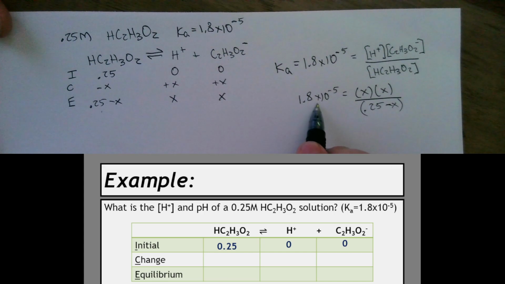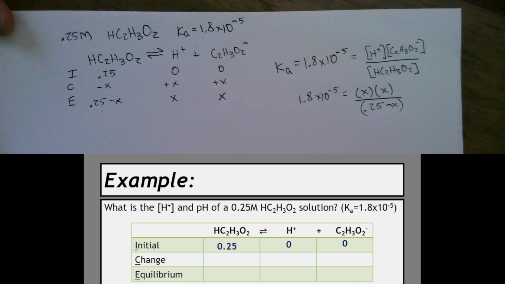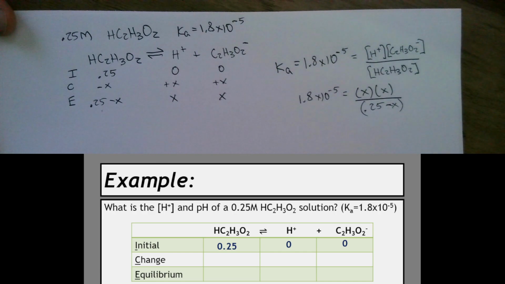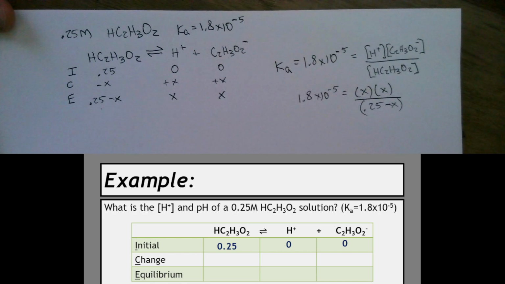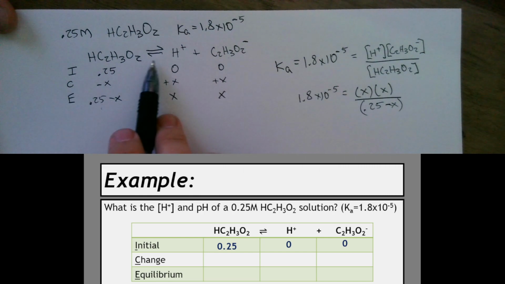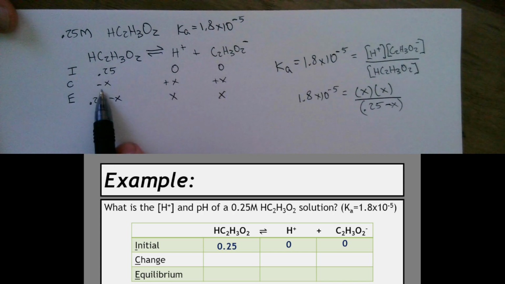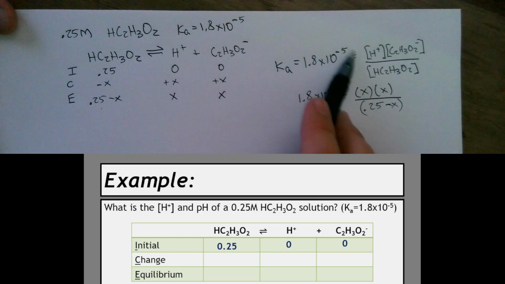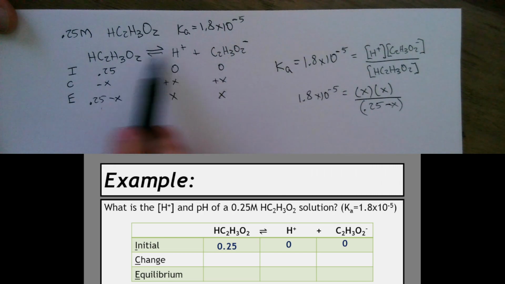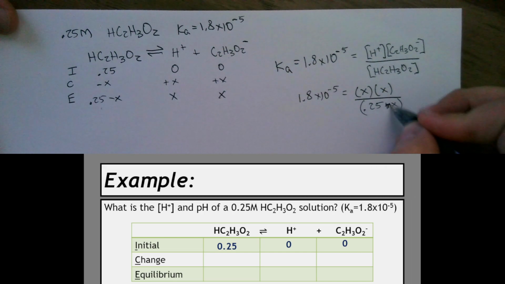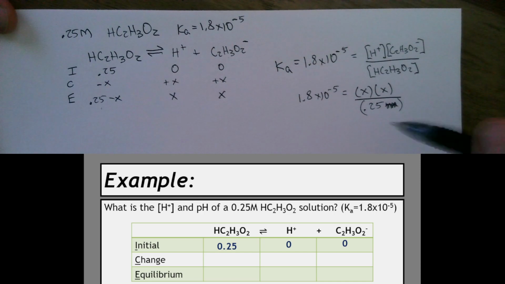If you notice, Ka is a really small number. And a little hint, with all weak acids and weak bases, Ka will almost always be a really small number. Well, not always, almost always. The majority of the time. So what that means is X is going to be a really small number. Only a little bit of this is going to go to the right. So this minus X or this plus X is going to be really small because this is mostly reactants. This isn't going very far to the right at all. So I can take 0.25 minus X and just get rid of that minus X. 0.25 minus a really, really small number is basically just 0.25.